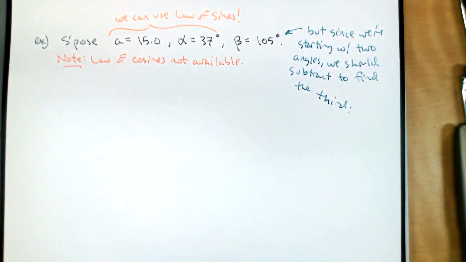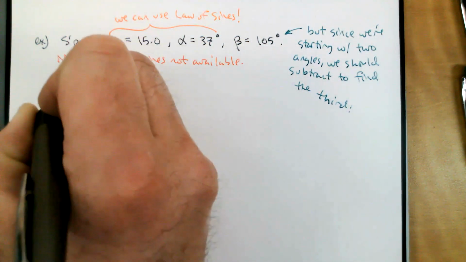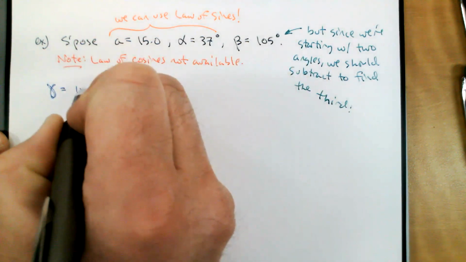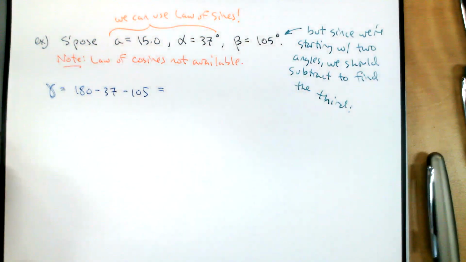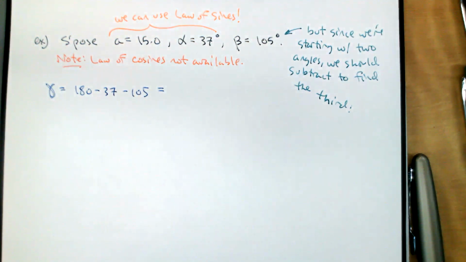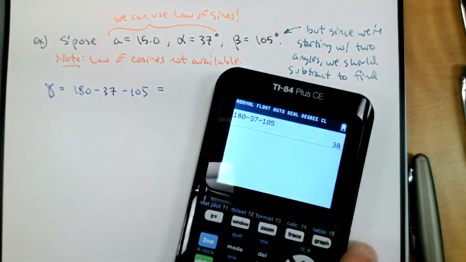Since we're starting with two angles, we should subtract to find the third. That should always be the first thing that we do as soon as we have two angles. So I'm going to start by finding gamma. Gamma is 180 minus 37 minus 105.